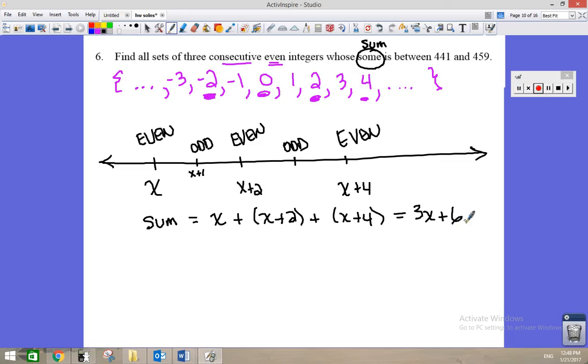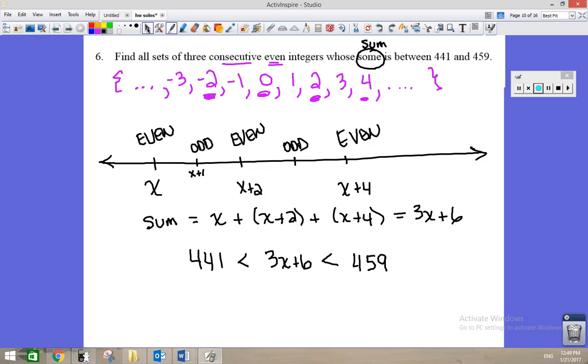Now, this sum is between 441 and 459. So when it says between, I think of it as strictly between. In other words, this is not less than or equal to. It is not equal to.